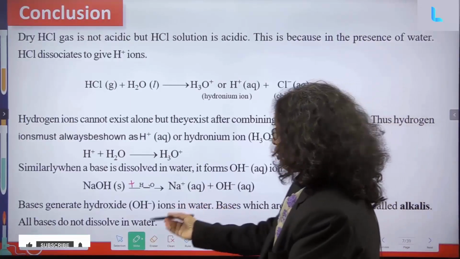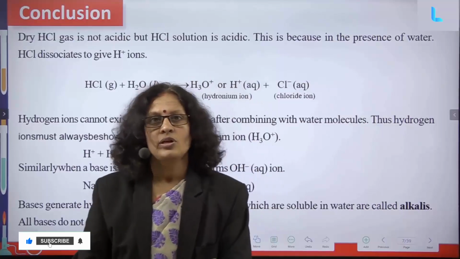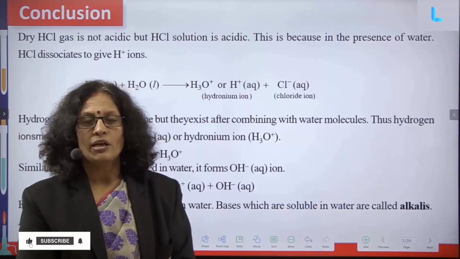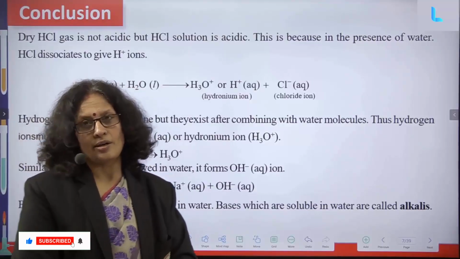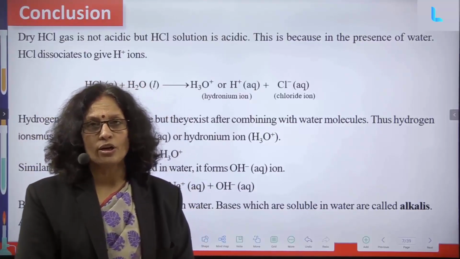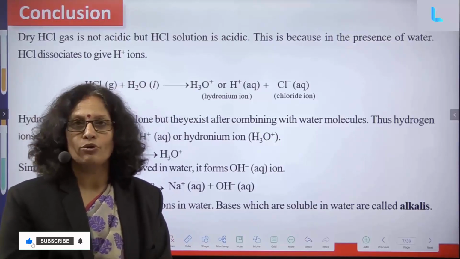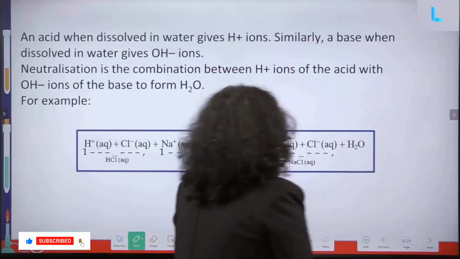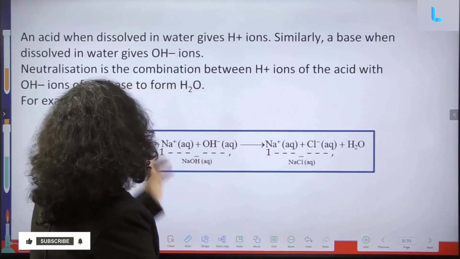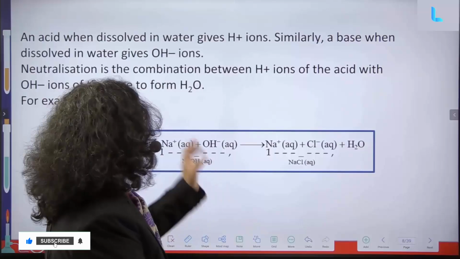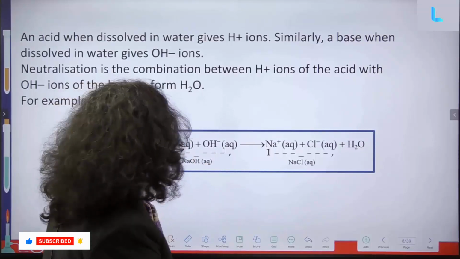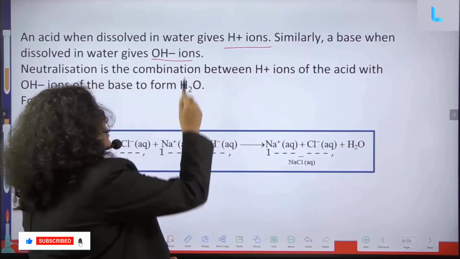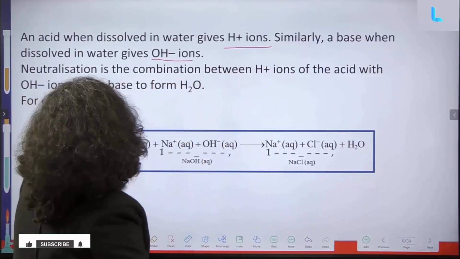All bases do not dissolve in water. Some bases which are soluble in water are bonded with ionic bonds, and they are called ionic compounds. So when they break, ions are liberated, and in that form they are soluble in water. Now an acid when dissolved in water gives H+ ions. Similarly, a base when dissolved in water gives OH- ions.